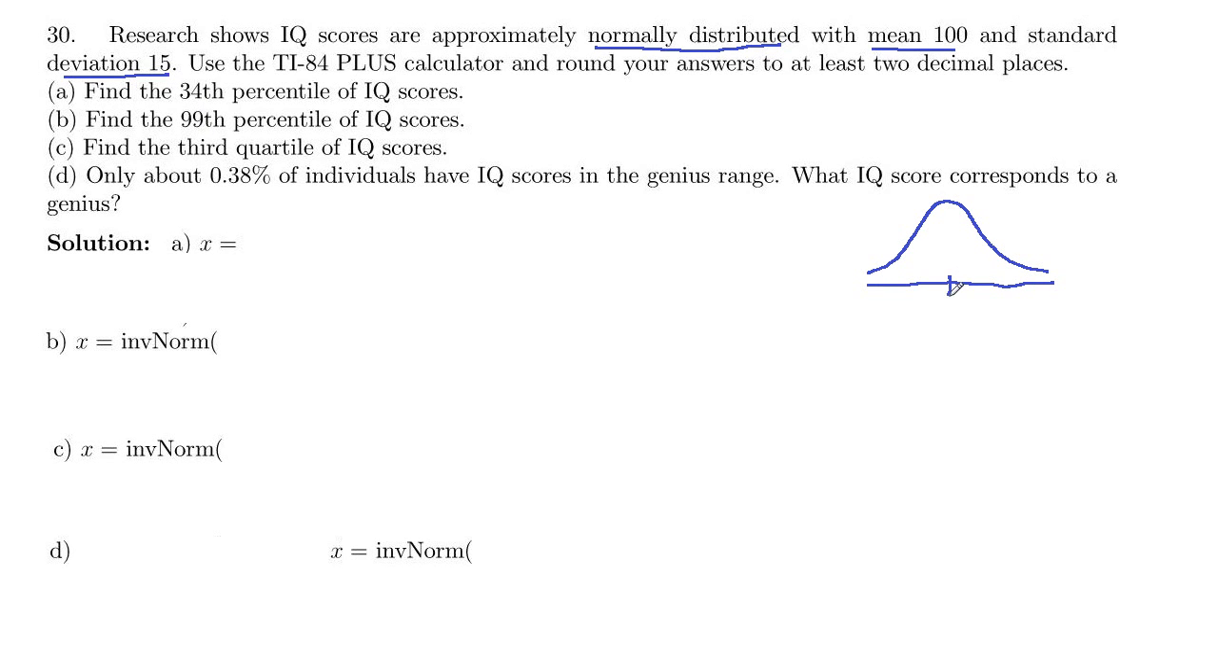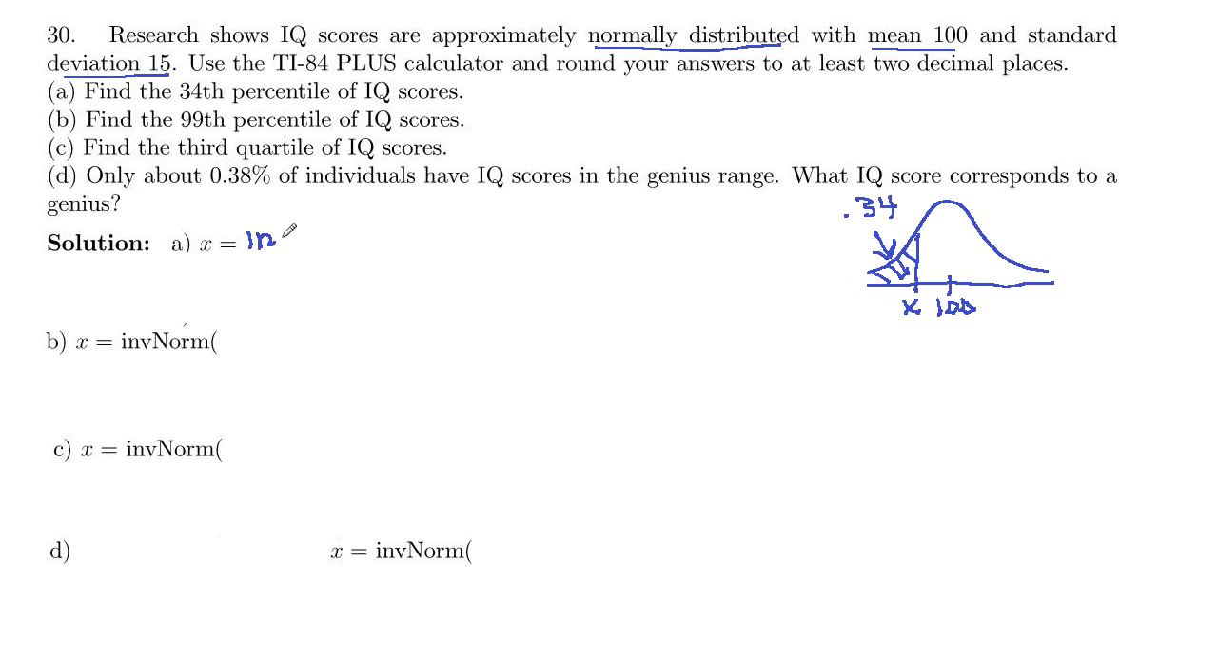So here's our bell-shaped curve. We've got 100 in the middle. That's the 50th percentile, 50% above, 50% below. So the 34th percentile is the x value. It's going to be below 100 that has 34% of the data below it. So that area right there is 0.34. So since we're given area and we want an x value, we're going to use inverse norm.